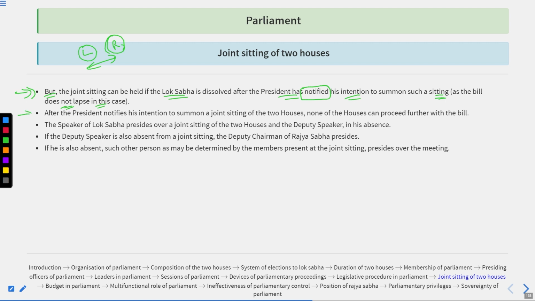Got it? Thereafter, after the President notifies his intention to summon a joint sitting of the two houses, none of the houses can proceed further with the bill. It means that neither the Rajya Sabha could make any changes in the bill or pass the bill, nor the Lok Sabha could make any changes or pass the bill once the President has notified his intention of calling for the joint sitting for the resolution of that particular bill. That is the thing.